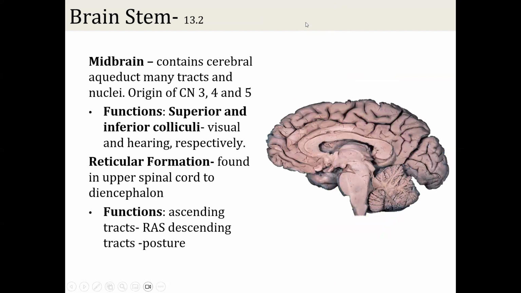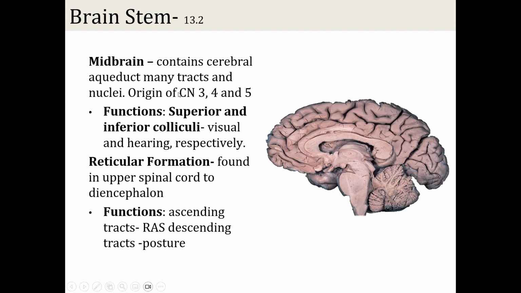We said the midbrain, we remember, is the top portion because it's closest to the middle of the brain. This is actually where our cerebral aqueduct travels through. We have a lot more tracks that are ascending and descending traveling through there. And that's also where we get a few more cranial nerves arising. So three, four, and five. Remember, we saw one and two on the underside of the brain itself when we did our dissection.